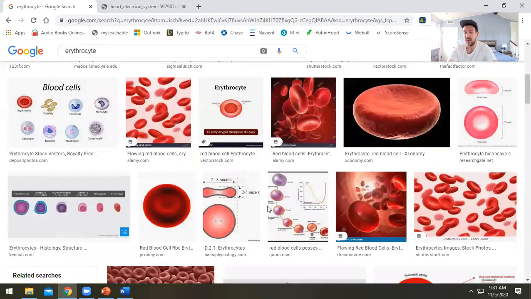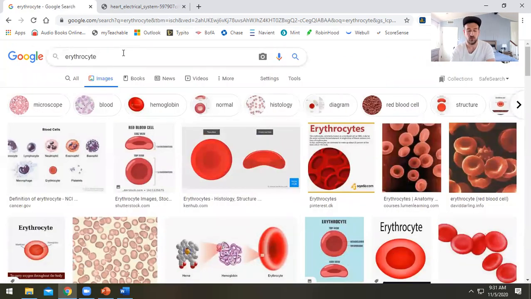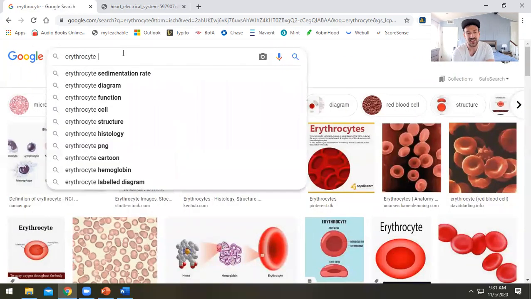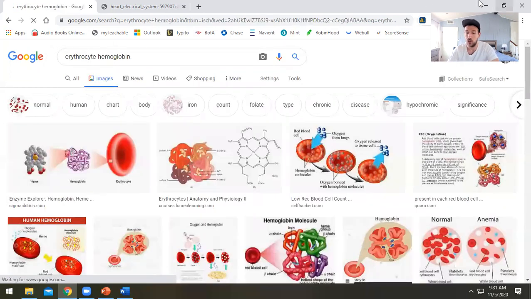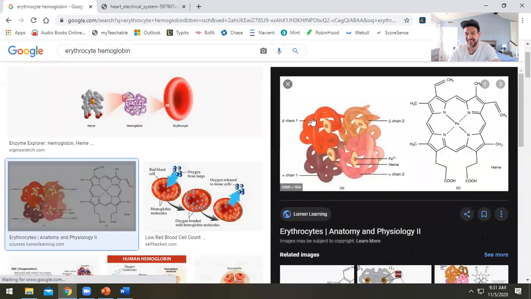Now, when you look at a red blood cell, you're going to see that it has this special protein in it called hemoglobin. And hemoglobin actually does look kind of like this. I love drawing proteins because they're literally just squiggles. But this is what hemoglobin looks like. You can see you've got these 4 little chains, and there's a little molecule of iron in the dead center of all of it.